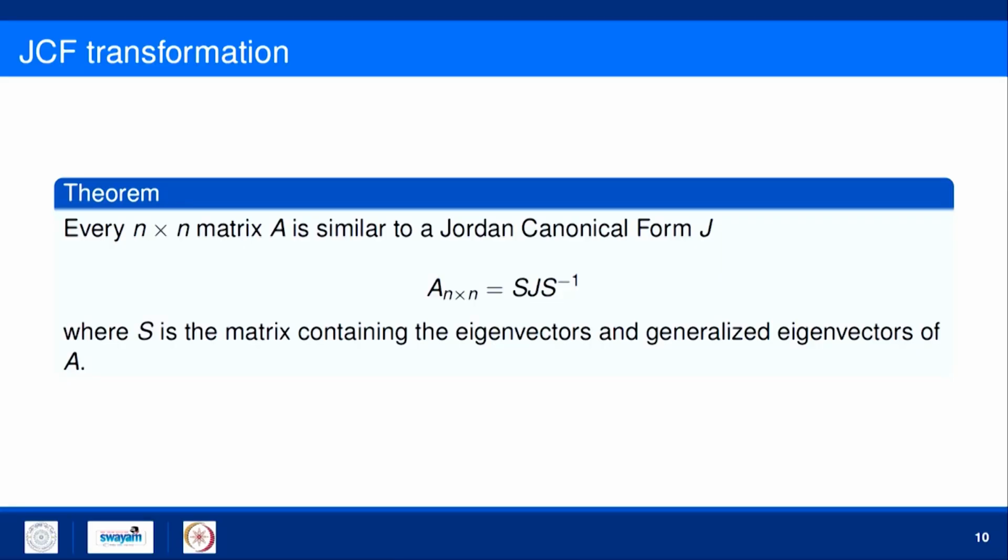I will start this lecture with the Jordan canonical form transformation result: every n by n matrix A is similar to a Jordan canonical form J, that is A equals S J S inverse, where S is the matrix containing the eigenvectors and generalized eigenvectors of A and J is the Jordan canonical form of the matrix A. In the last lecture we learned how to write J from the matrix A. In this lecture we will learn how to calculate this matrix S and then what is the relevance of this particular transformation in machine learning.